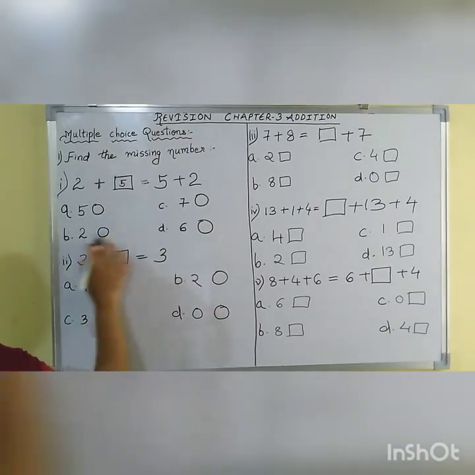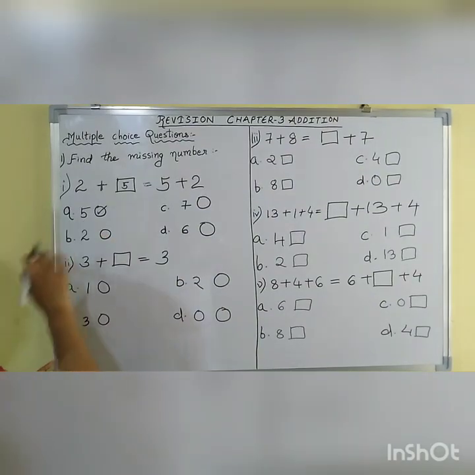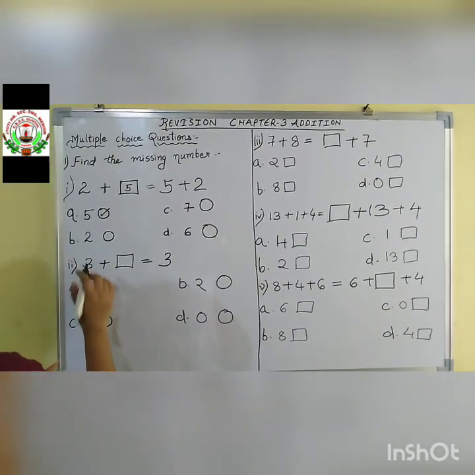And we can see from the options, in option A, 5 is there. We will put a tick mark over option A. Like this you have to solve these types of questions. Missing words, missing letters, digits.